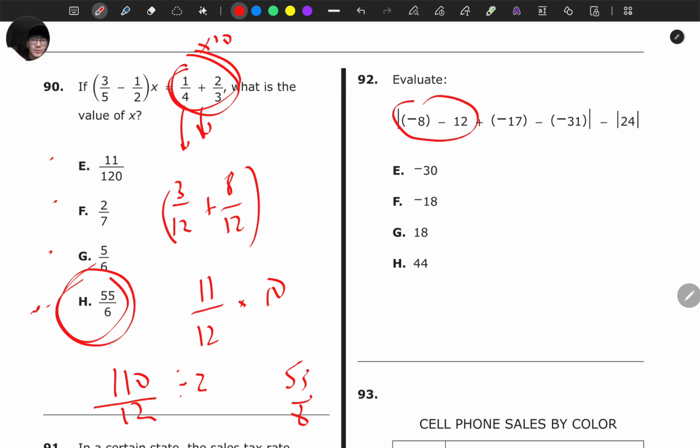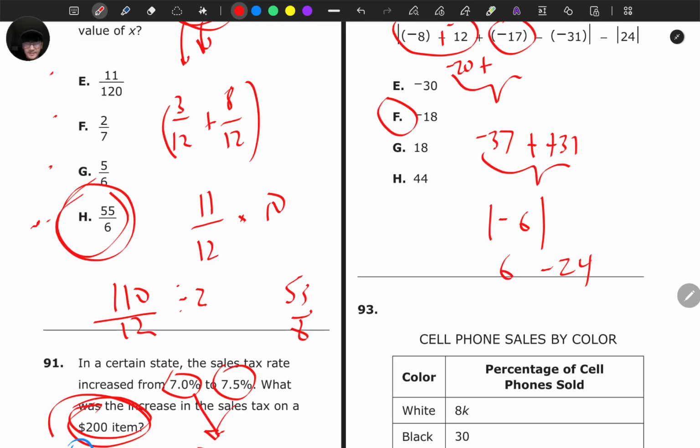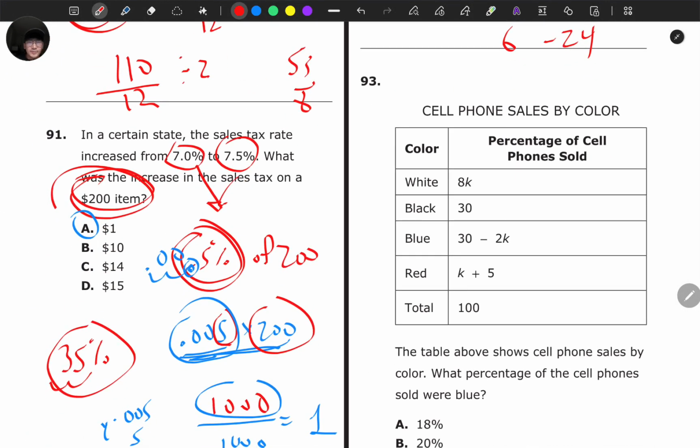So negative 18 minus 12, that's going to be plus minus, so that's going to be negative 20. Then negative 20 plus negative 17 is going to be negative 37 minus negative 31. So that's going to be plus plus. This has got to be negative 6. So it's going to be the absolute value of negative 6, that's going to be 6 minus 24. That's going to be negative 18. So it's going to be F. Yeah. So 93. We're almost there.